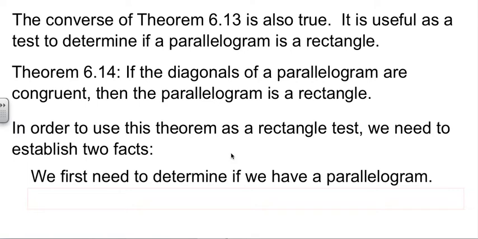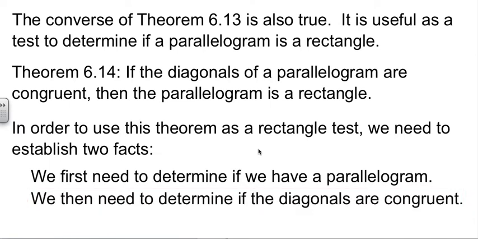Okay, it's possible to have diagonals be congruent and it not be a parallelogram to start with. So you can't just go by the lengths of the diagonals. You need to know you have a parallelogram first. Then, if you know it's a parallelogram, then you can figure out the lengths of the diagonals.